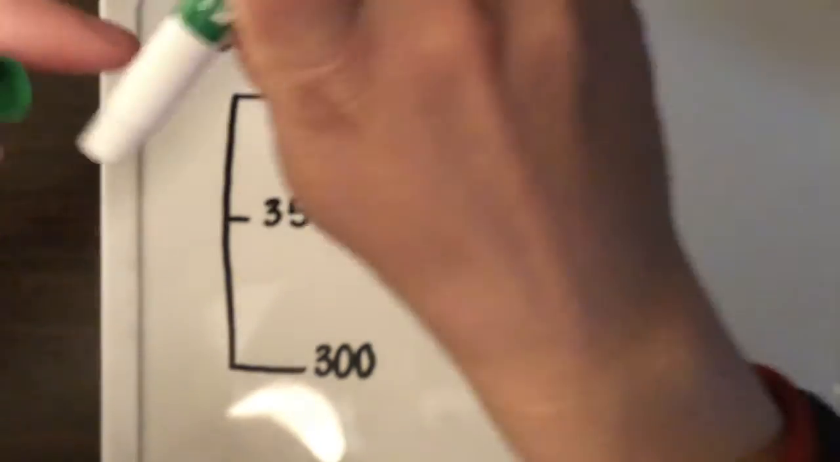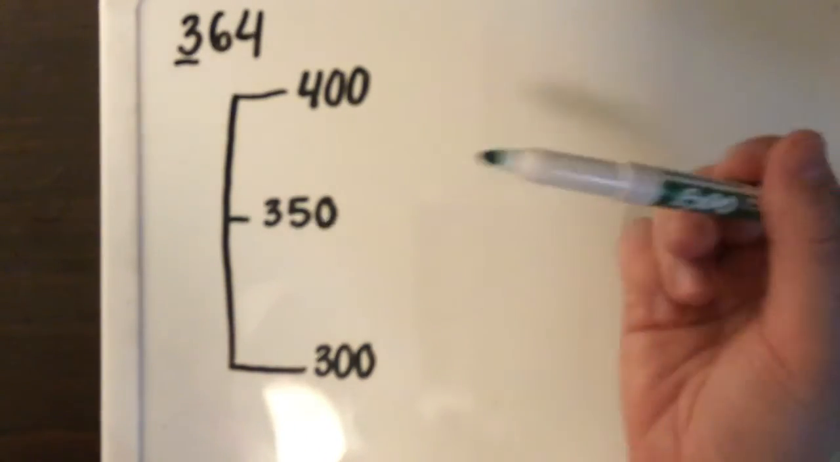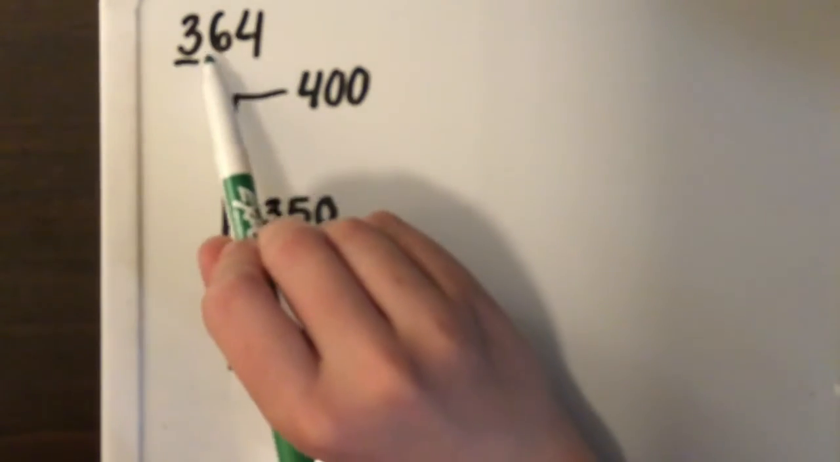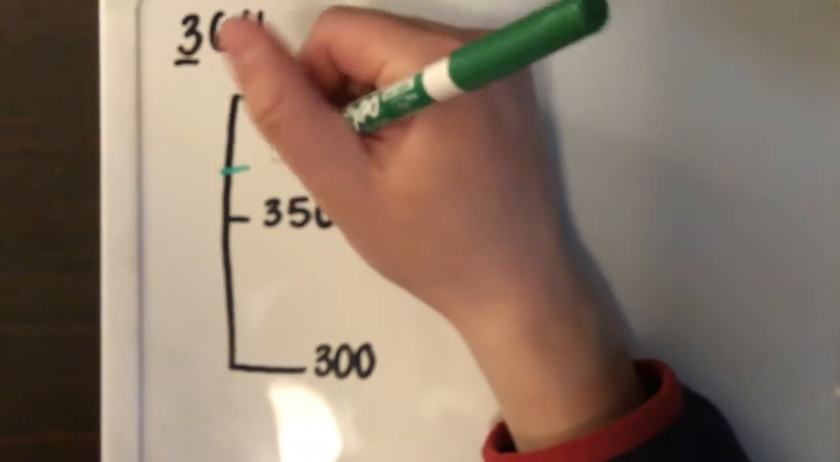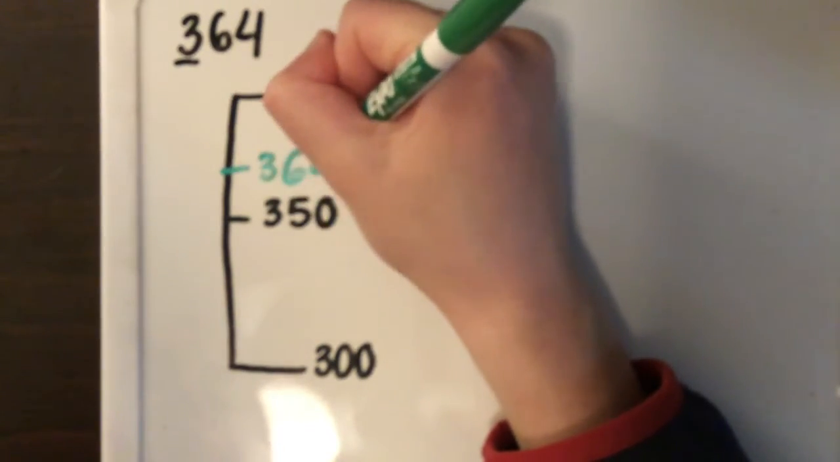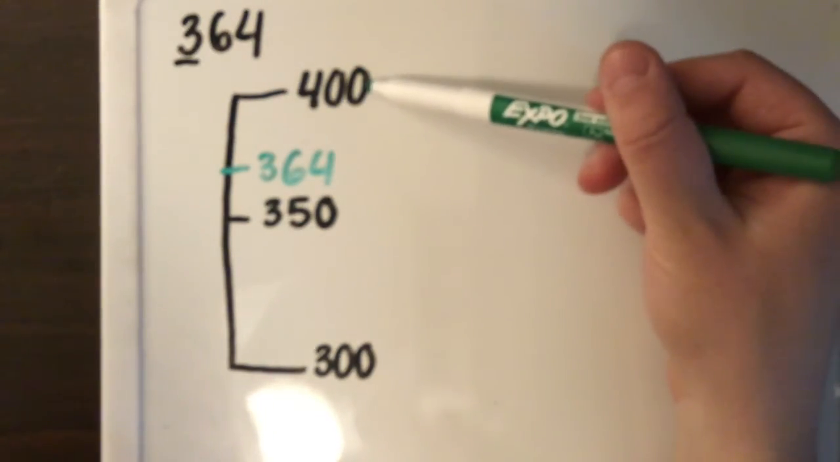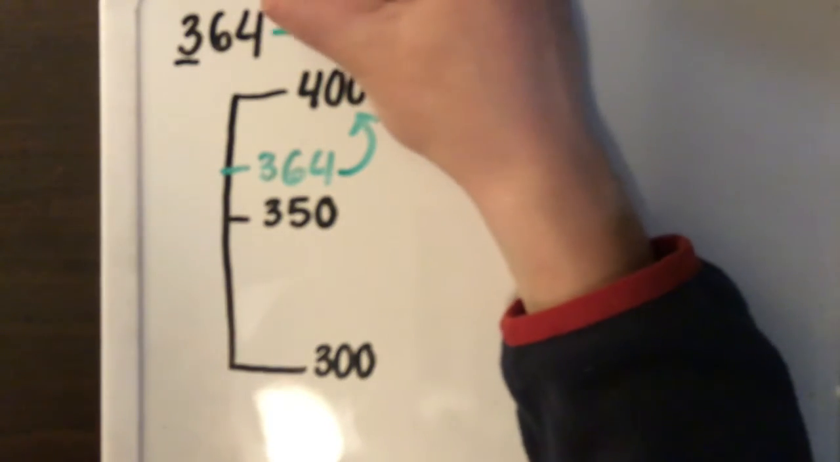Same as yesterday, I'm now deciding where 364 fits. Does it come before 350 or after 350? Well, I know that 64 comes after 50, so I'm going to put it right after. And then I can see that it is closer to this 100 of 400. So I'm going to round up to 400.